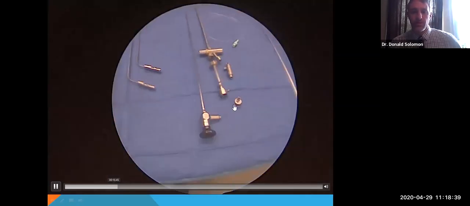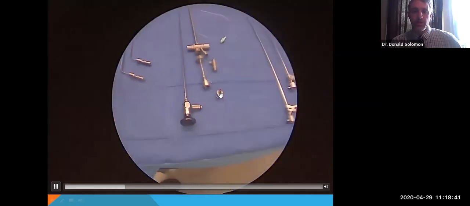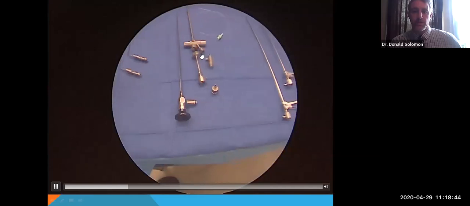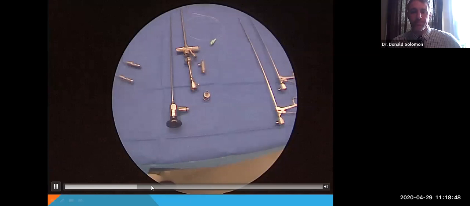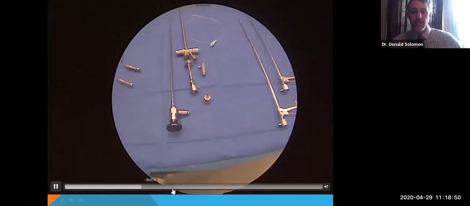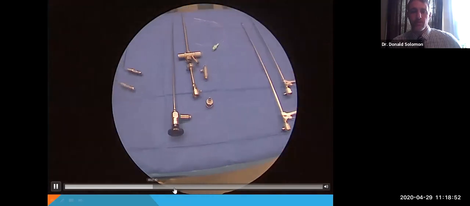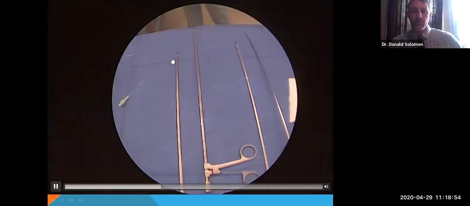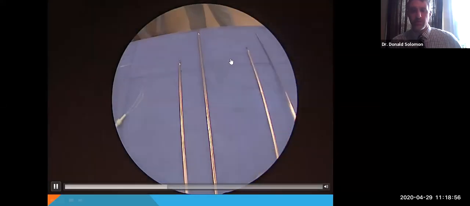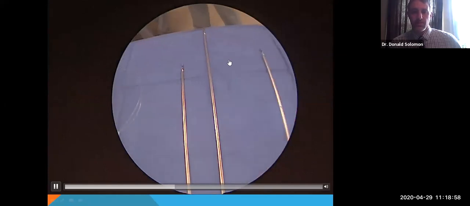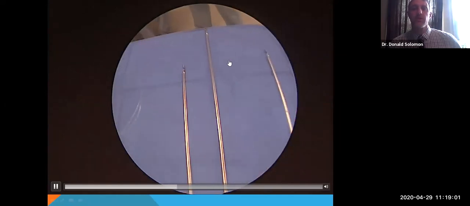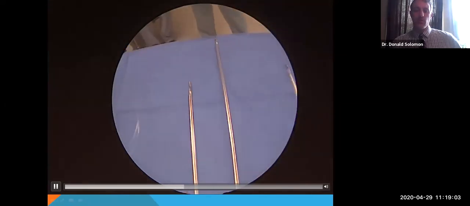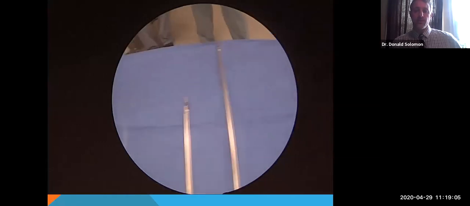Okay, so we have our bridge device goes here so that we can come through. We have our suction device set up, and we have some optical forceps set up. These are optical forceps with different grasping heads, and we're going to go over the grasping heads in a second. There's different grasping heads for different foreign bodies. So there's a coin grasper, there's an alligator grasper, there's a peanut grasper.